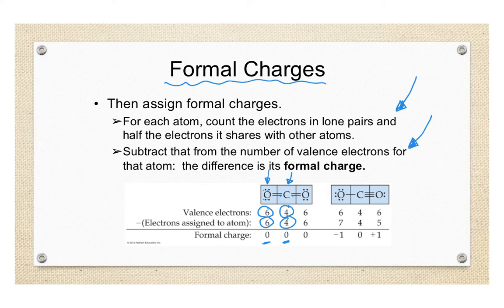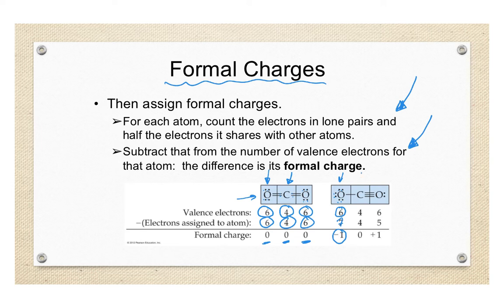The last oxygen, we deal with the same way as the first oxygen. It brought 6 valence electrons to the party, and around it right now we have 1, 2, 3, 4, plus half of each bond gives me 6. So formal charge of 0. If I look at my other structure, we know that oxygen brings 6 valence electrons to the party, and we add up the electrons around it. 1, 2, 3, 4, 5, 6, plus half the bond is 7. It has a formal charge of -1.